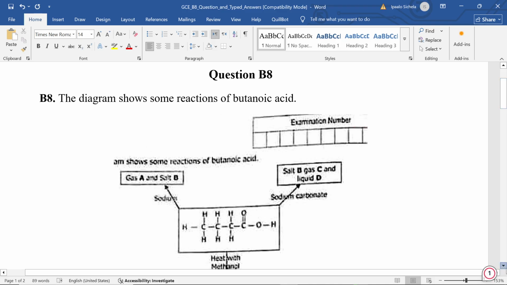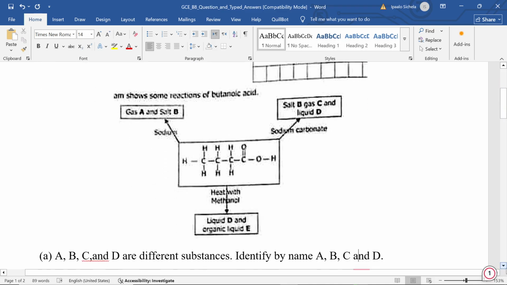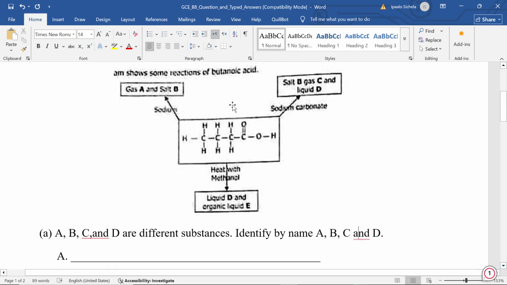So the diagram is this one here. Butanoic acid is this one in the middle. You can know because but means 4 carbon atoms, and this has 4 carbon atoms. Butanoic acid is first reacting with sodium to form gas A and salt B.